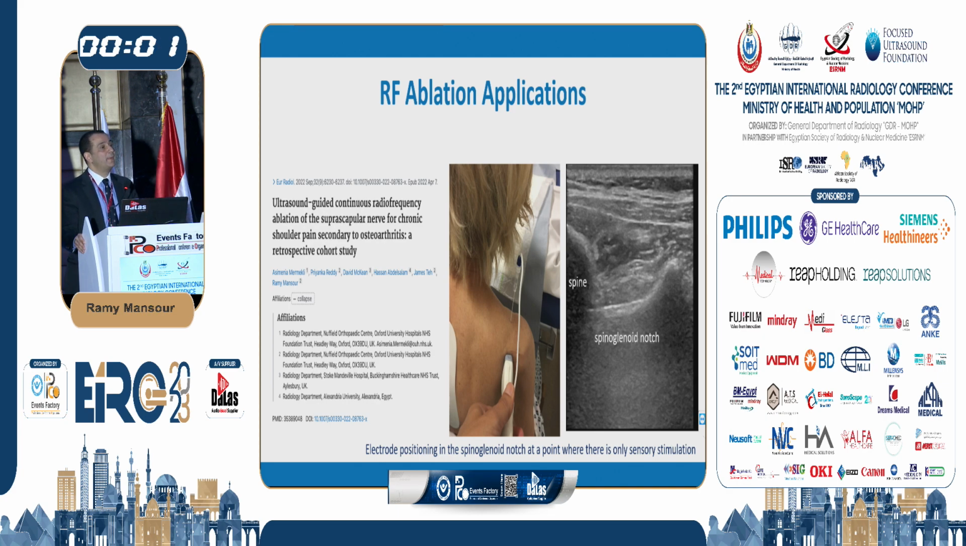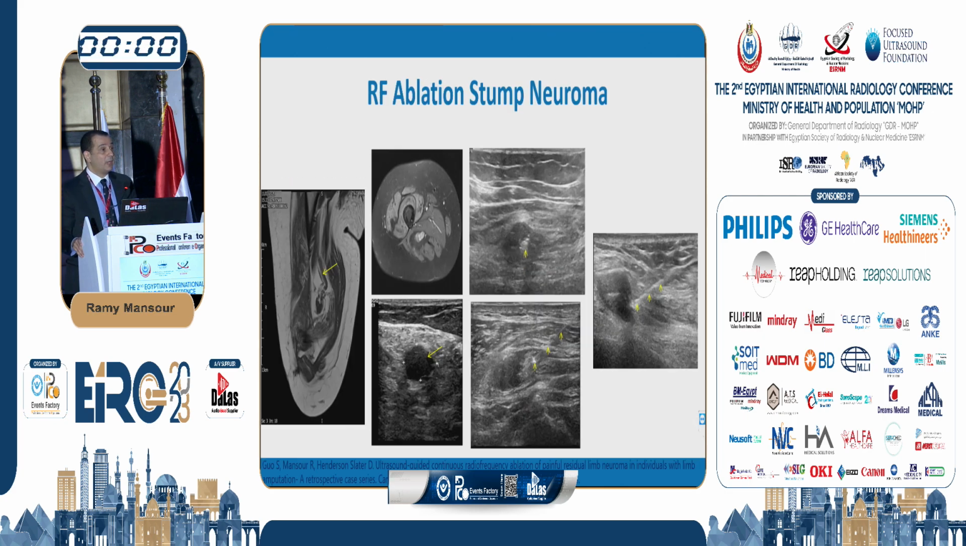So we changed our practice in Oxford, and now we do continuous for every patient, because we are getting better in knowledge of doing that and more in distal. So we can do direct or lesioning continuous radiofrequency ablation. One of the other things used is the stump neuroma.